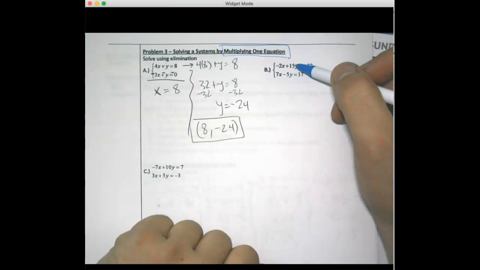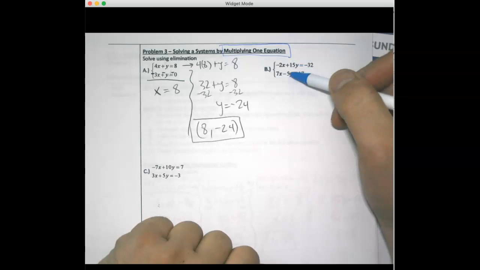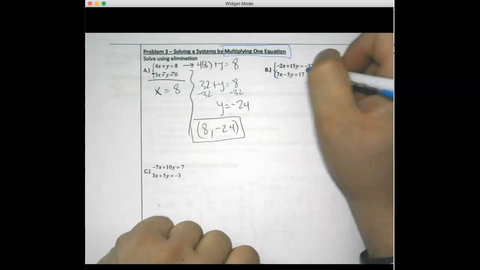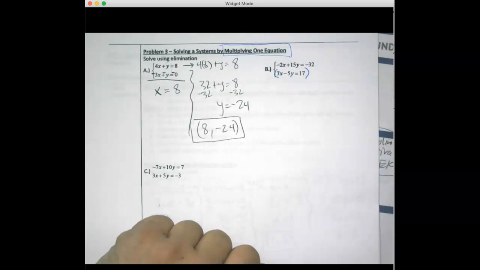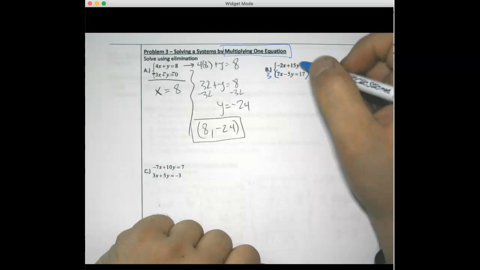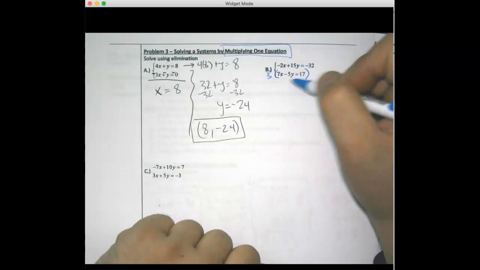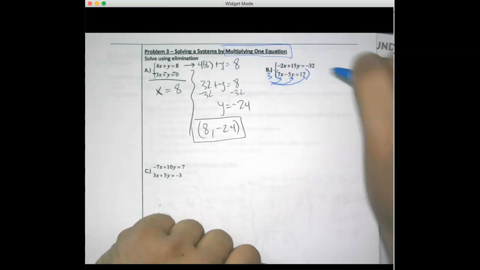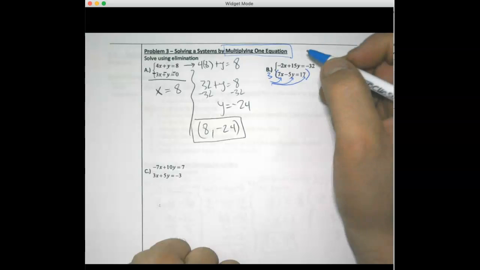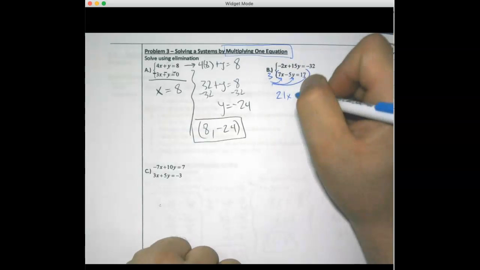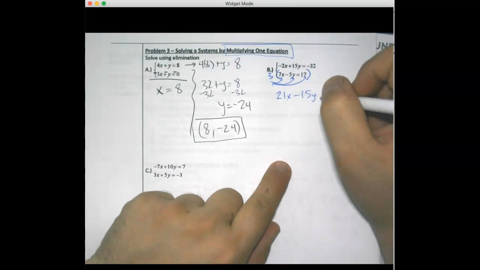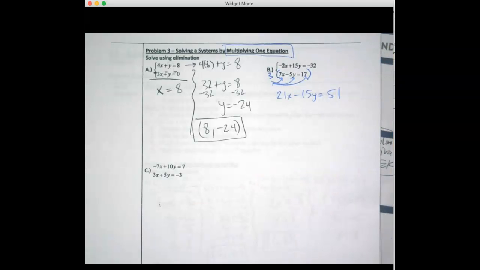I can make 15. Well, 15 is already there, but I can make this into a negative 15 by multiplying by 3. So that's what I have to do. I need to think about what can I multiply by to make opposites, right? So in this case, I can multiply by 3, and in doing so, I'll make opposites out of the y's. So there's that. And 3 times 7, that's 21x. 3 times the minus 5, that's minus 15y. And then 3 times 17 is 51.